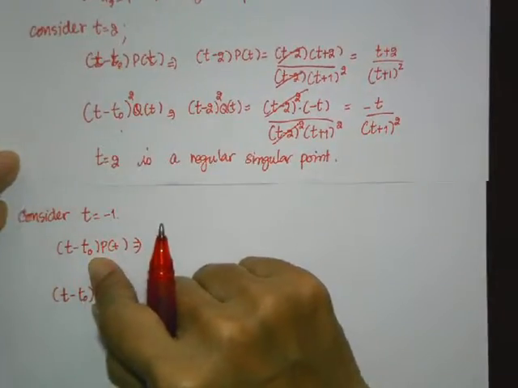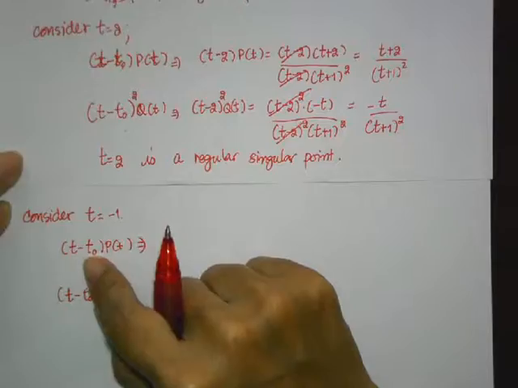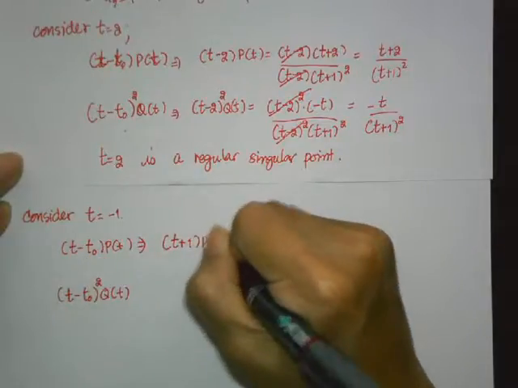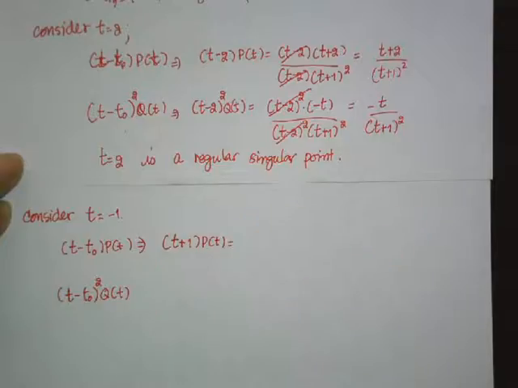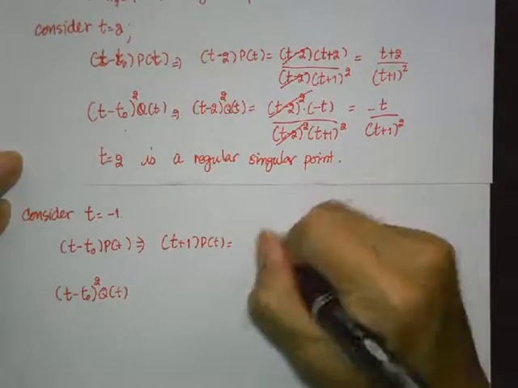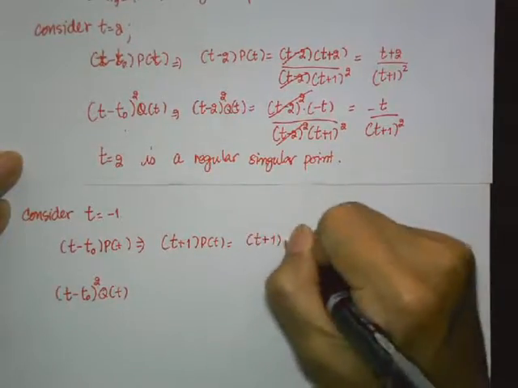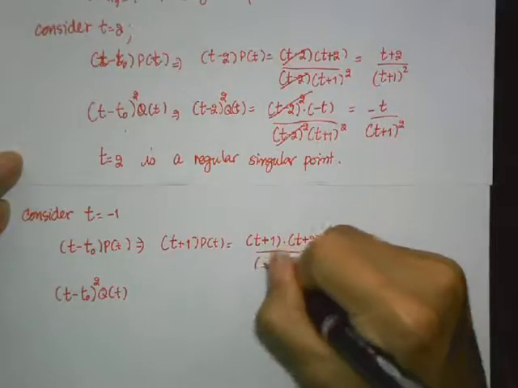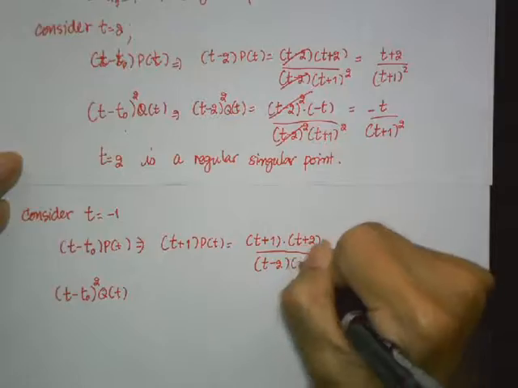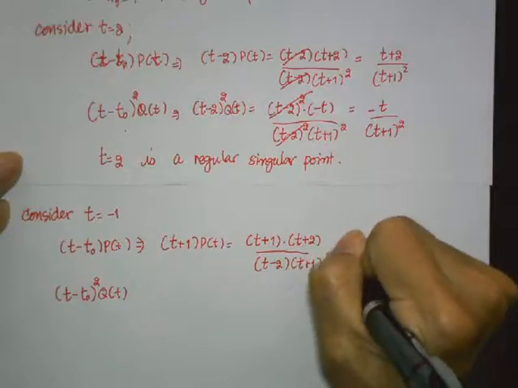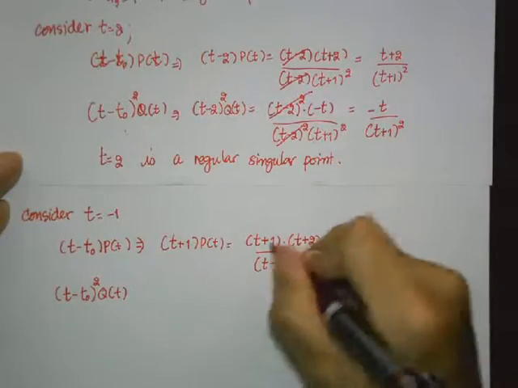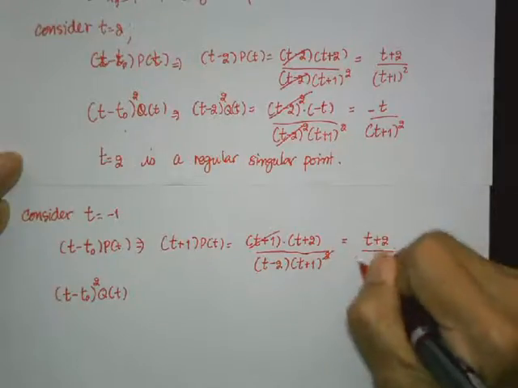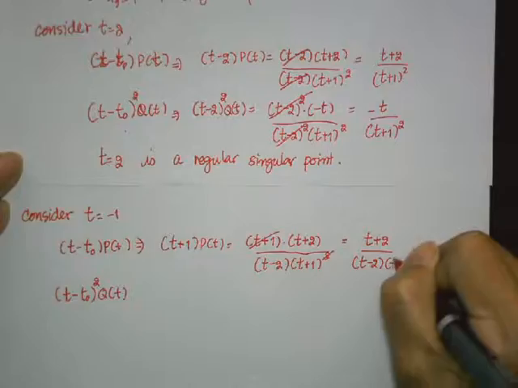Because our t0 is minus 1, you plug it in here, you would get what? T plus 1 times p(t). Be careful about the sign, okay? So we would get t plus 1 times our p(t), which is t plus 2 divided by t minus 2 times t plus 1 squared. Cancel it out. You would get t plus 2 divided by t minus 2 times t plus 1.